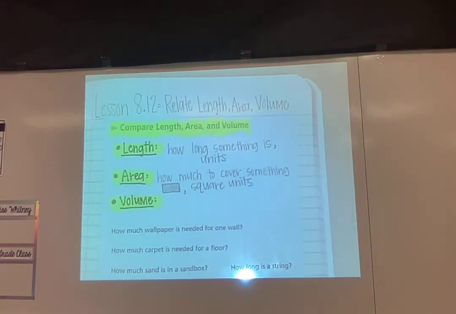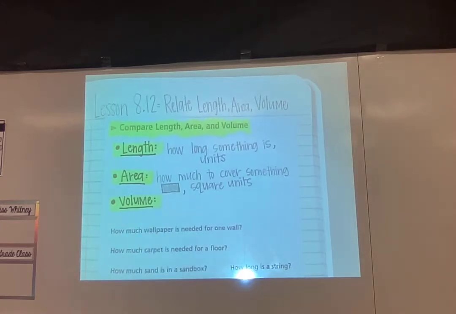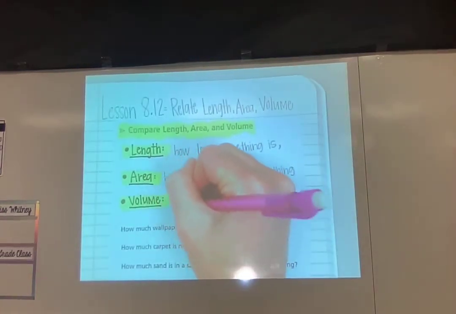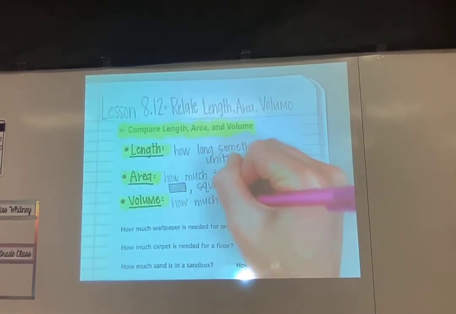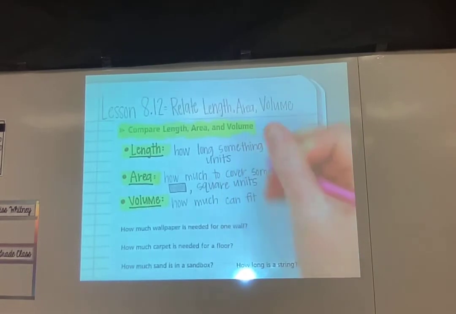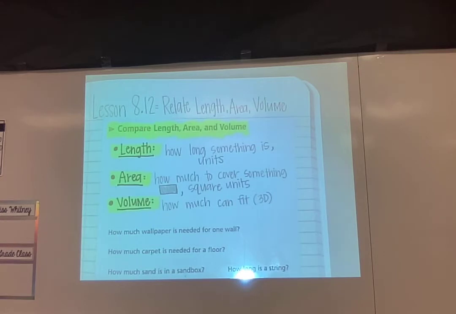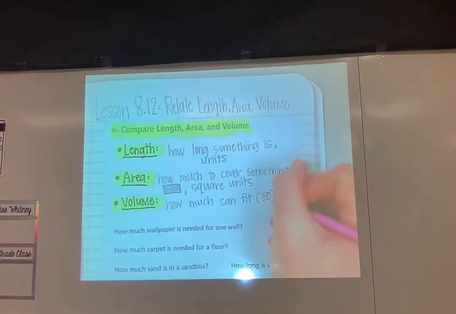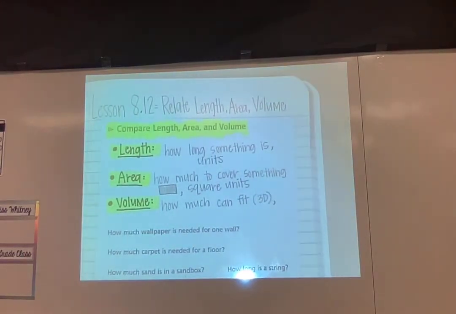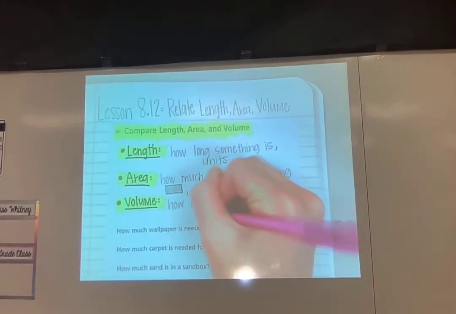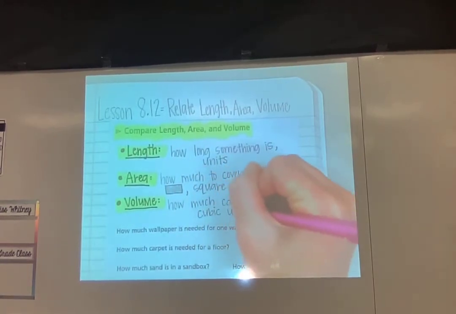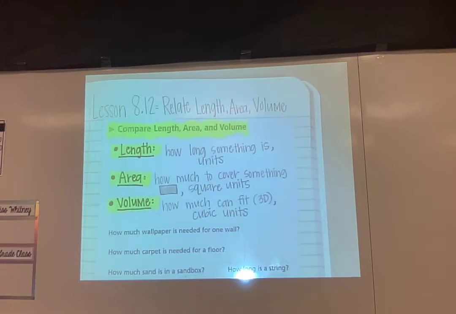The third type of measurement that we have is volume. And if I am measuring the volume, I am measuring how much can fit. And we're working with 3D shapes. Volume goes with 3D shapes. I'm measuring how much can fit in there, or like how much it would take to fill something of a 3D shape when I'm measuring the volume. And volume deals with a special label, and that label is cubic units. So if I'm measuring the volume, my label is always going to be cubic, and then whatever units I'm measuring in, inches, feet, centimeters, things like that.